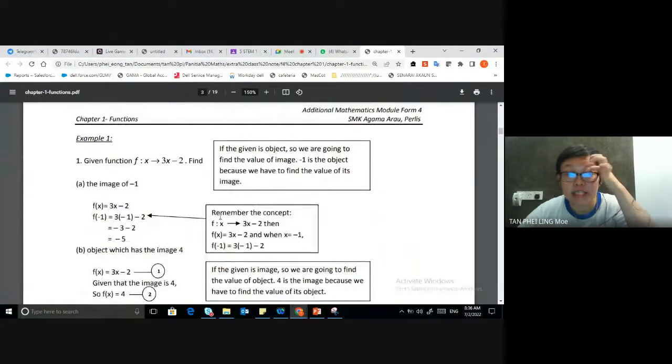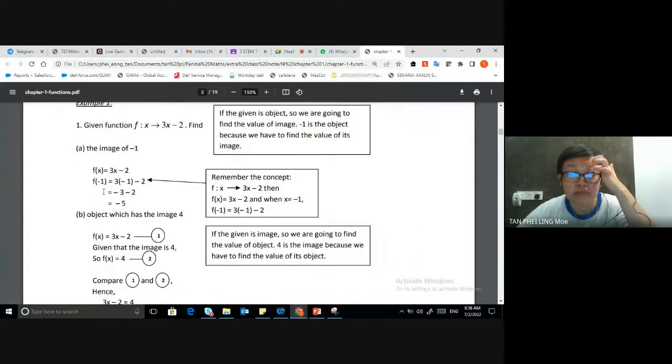So let's see example 1, a basic one. They want you to find the image of -1. So what you do here is you put in x as -1, isn't it? So you will have 3 times -1 minus 2. So 3 times -1, you get -3, minus 2. So this is what is meant by asking you to find the image of -1.